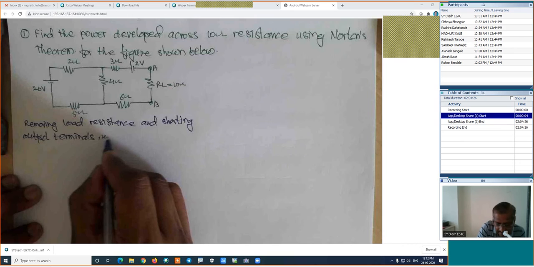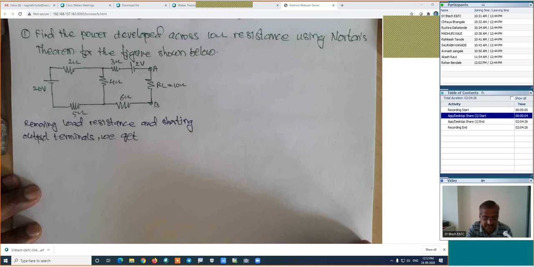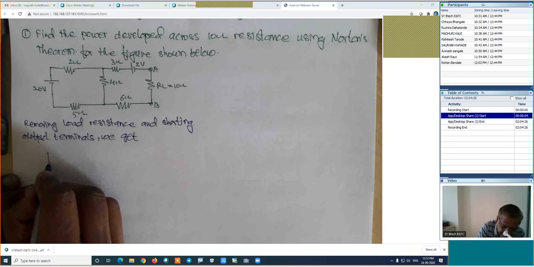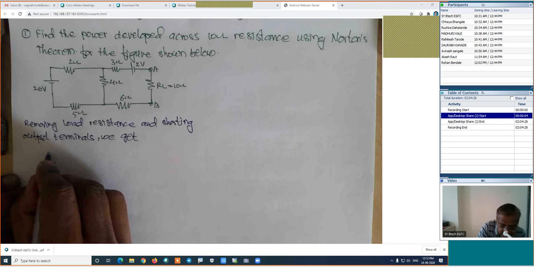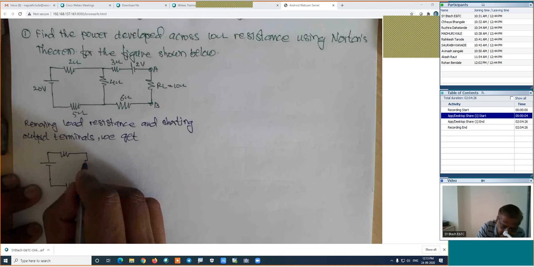We get. If we are removing the load resistance and shorting the output terminals, how will the circuit be? This will be the figure.